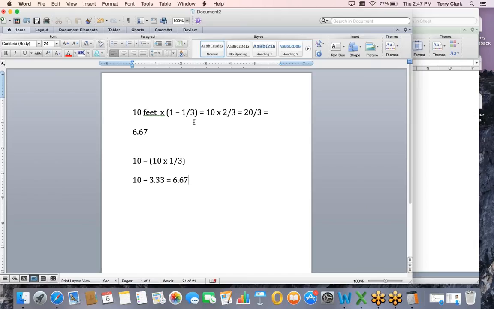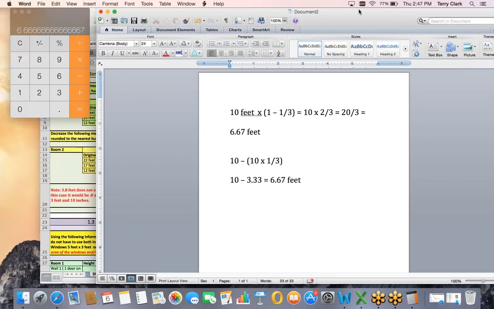And then, of course, we're still not finished because that's 6.67 feet, and we've got to convert the part of a foot to inches. These are the decreases. We're decreasing by 1/3. Now notice, regardless of how I decrease, there's subtraction involved in both of these problems. So you can't get around the subtraction.